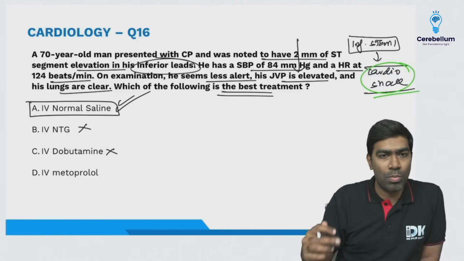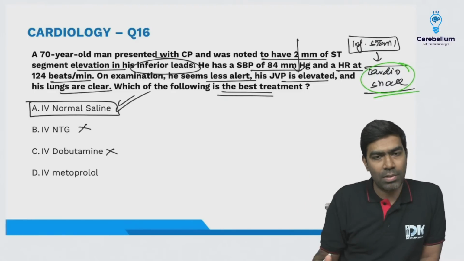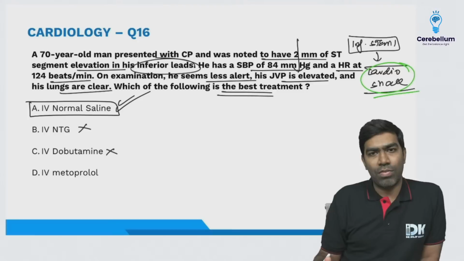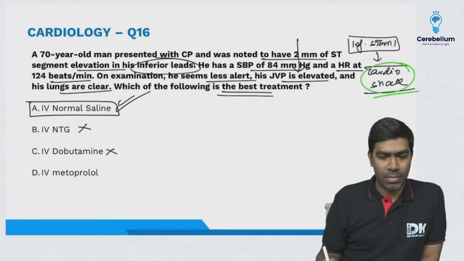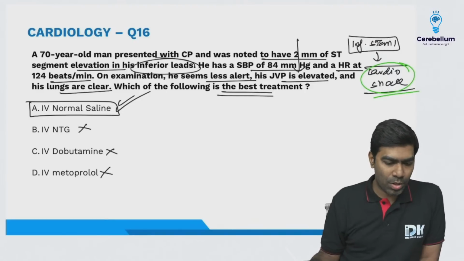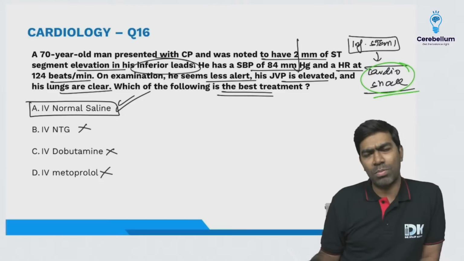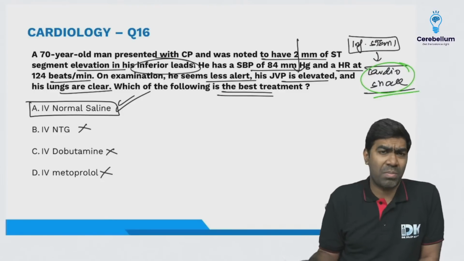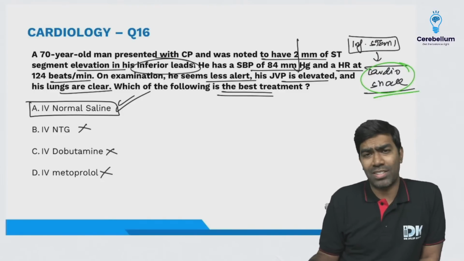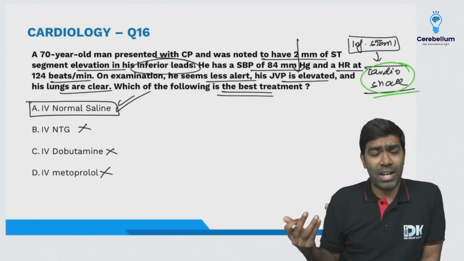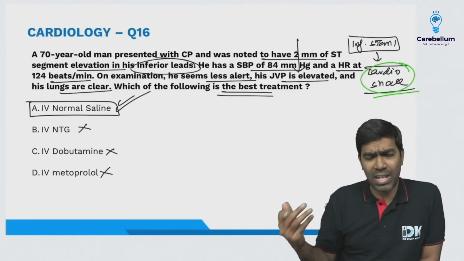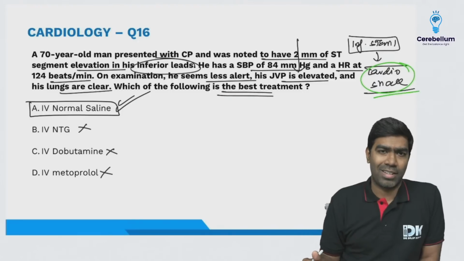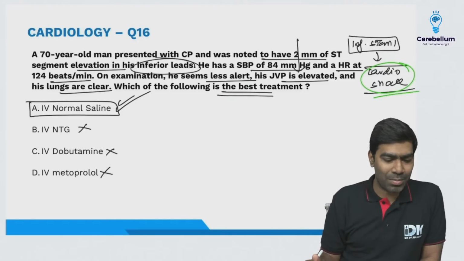Dobutamine is a vasodilating inotrope. It's going to further reduce the blood pressure, so don't use it in shock. Metoprolol is obviously a negative inotropic drug, so I'm not going to use it. Inferior MI, bradycardia should be present? It may or may not be present. You see a sizable number of cases with bradycardia, but not all. In fact, many cases will be without bradycardia. Bradycardia is not the norm in inferior MI.